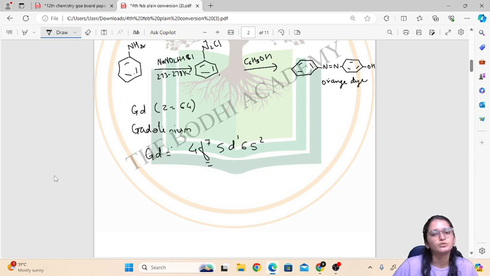So we have to know the configuration of only a few elements, for example gadolinium, europium, niobium. These were frequently asked, that's why I mentioned the names of these elements. So gadolinium configuration is 4f7 5d1 6s2.